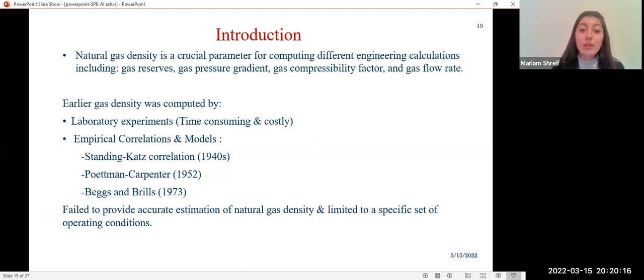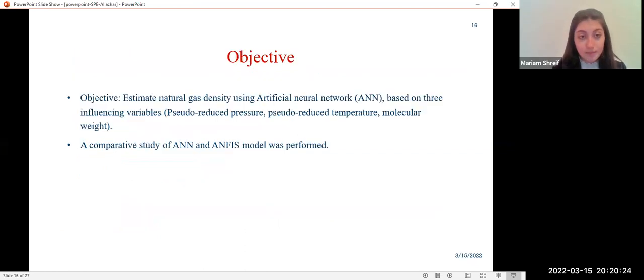So we need to find a way to accurately calculate natural gas density, and we can do so with the help of machine learning. The main objective here is to employ ANN to forecast the gas density based on three main influencing variables, which are the pseudo-reduced pressure, the pseudo-reduced temperature, and the molecular weight. And we compared the ANN model with another model, the ANFIS, or the Adaptive Neurofuzzy Inference System.